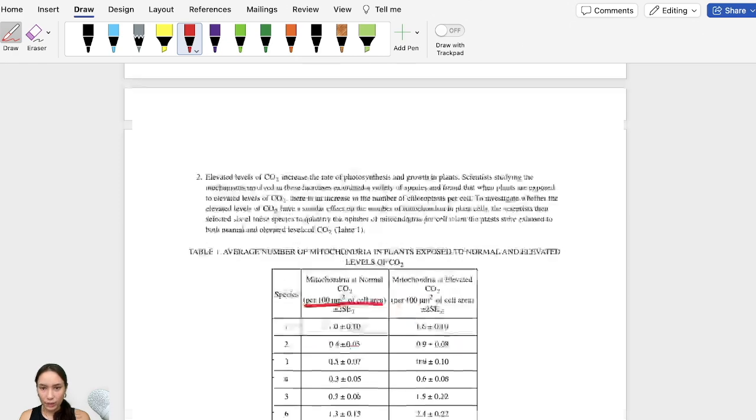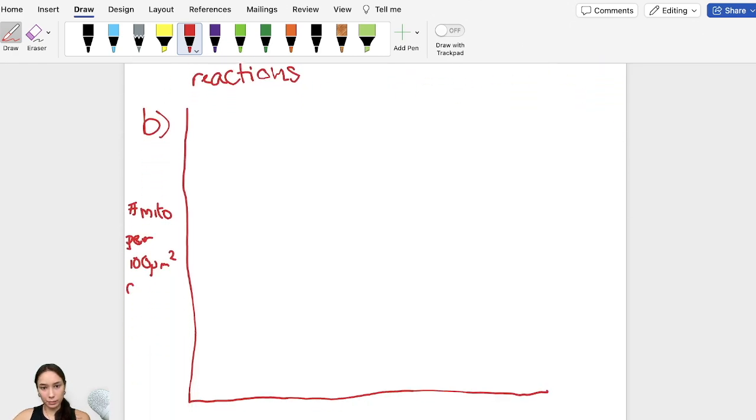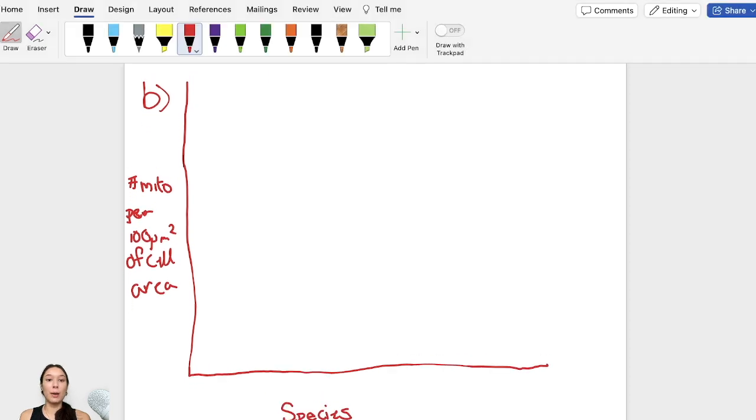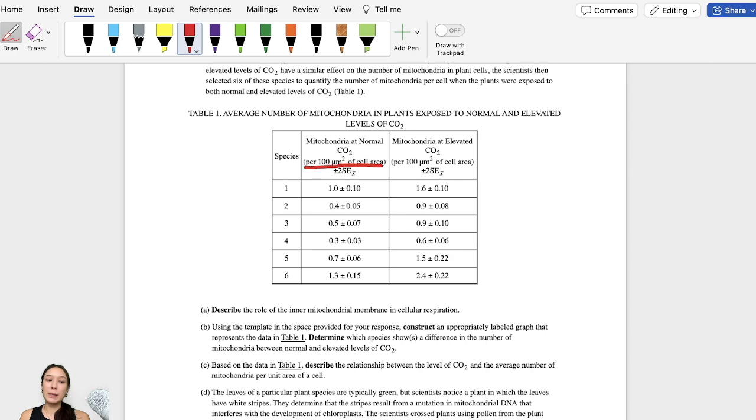Picometers squared of cell area. I'm writing this down because you do have to put the units, okay? Obviously the units are given to you in the table, but you can't just put number of mitochondria. That's an improper axis label. You have to put the unit, okay? So in this case, it's number of mitochondria per 100 picometers squared of cell area. If you don't know what that means, that's fine. They give you the measurement in the table. Species does not have a measurement, so you don't have to worry about that.